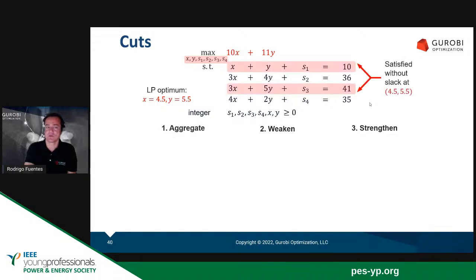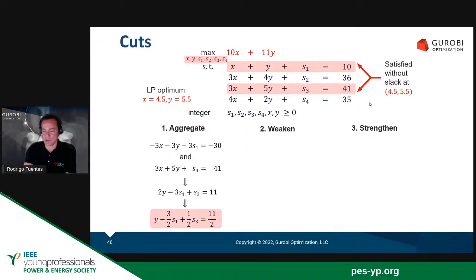First, we're going to do an aggregation. Basically, an aggregation is, we're going to take the two constraints for which the slacks are zero. So if you take the first and third constraint, and you replace in them 4.5 and 5.5, you will find out that S1 and S3 are zero. Okay, so we're going to write it here. Okay, and now we are going to combine these two constraints. We're going to eliminate X, and then we're going to rewrite Y as a function. I mean, we're going to clear Y of the factor 2, as you can see there, divide everything by 2, and then we're going to derive the cut by weakening this constraint. How do we do that?